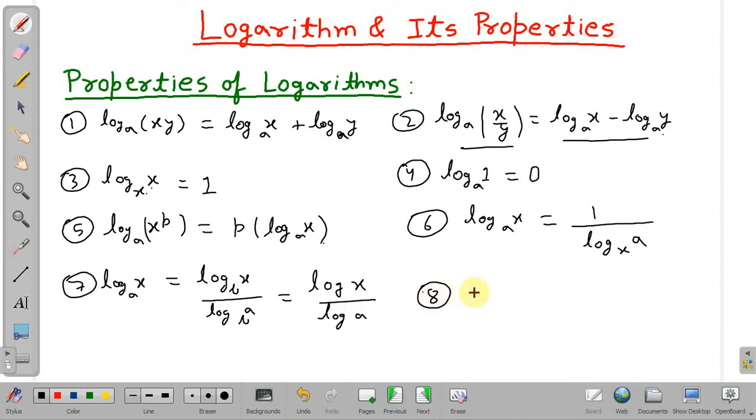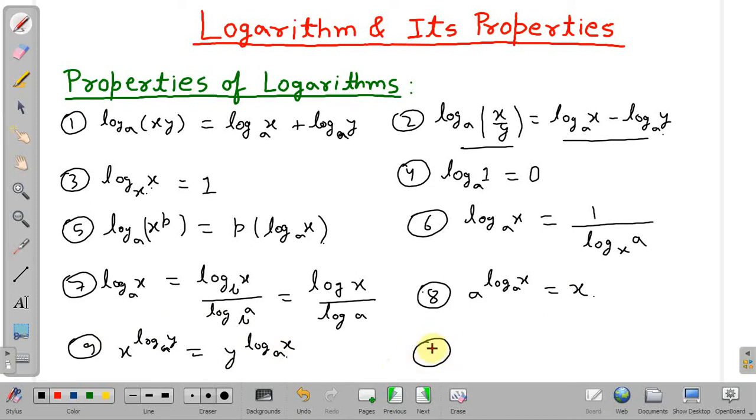Next property: a to the power log x with base a will be equal to x. Next property: x to the power log y with base a will be equal to y to the power log x with base a.